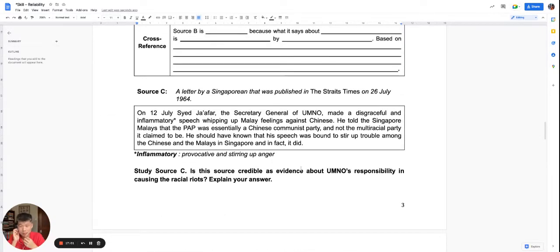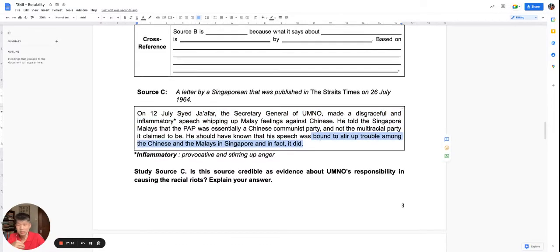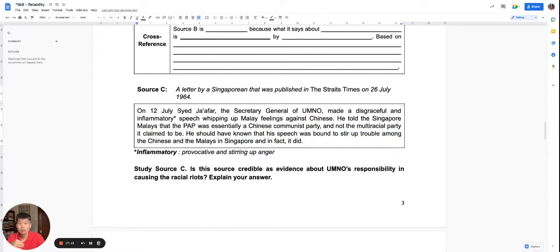If we were to use Source C, Source C is a letter by a Singaporean, which says that Syed Jaafar, the Secretary General of UMNO, made a speech that whipped up the feelings against the Chinese and therefore stirred up trouble. Again, Source C now blames UMNO. So if you were to pick Source C, you would say that because Source C agrees with and supports what Source A has said, Source A is trustworthy. So now it's quite clear the conclusions you would draw if you pick either Source B or Source C.